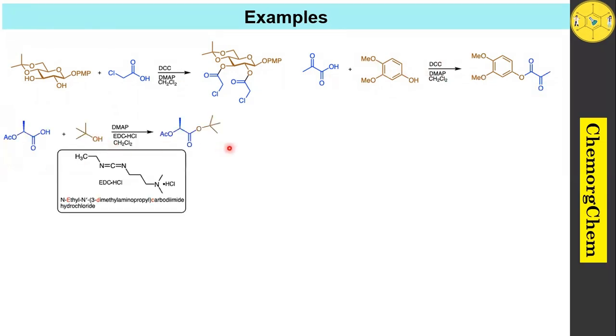This is another example. Here you see that instead of using DCC, we can also use EDC hydrochloride. Here you see this acid readily reacts with tertiary butanol in the presence of DMAP, which readily produces this corresponding tertiary butyl ester. This particular reaction is important since with Fischer esterification reaction conditions, we can't easily prepare this corresponding tertiary butyl ester, because under Fischer esterification conditions, tertiary butanol readily dehydrates to produce this corresponding alkene product.